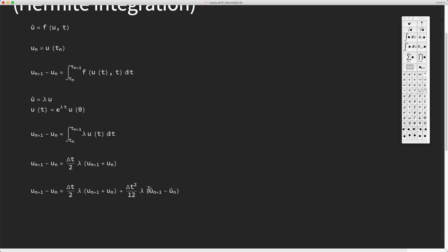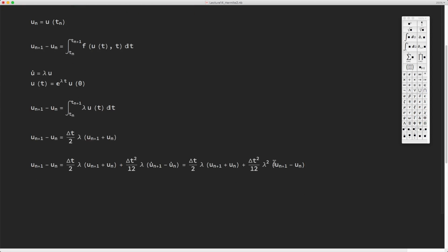We can take advantage of the fact that u dot is known exactly from the differential equation itself. So we know that u dot is lambda times u. So we can use the differential equation itself to improve our scheme, and we can substitute this directly here. And then u dot will become lambda u, so we pick up a lambda squared term here. And then we have un here and un plus 1 here. Okay, so this is what our scheme looks like.